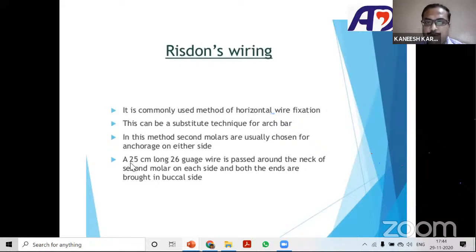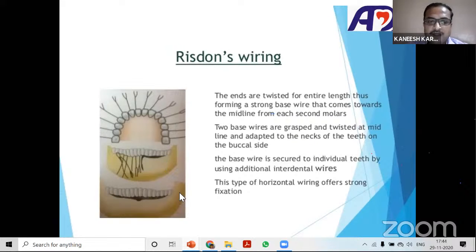First you place a wire from molar to molar. Then you pass a wire from here till here like this, and then go lingually, and then go here and tie it. And then you secure that wire individually by placing interdental wires. This is called resistance wiring.